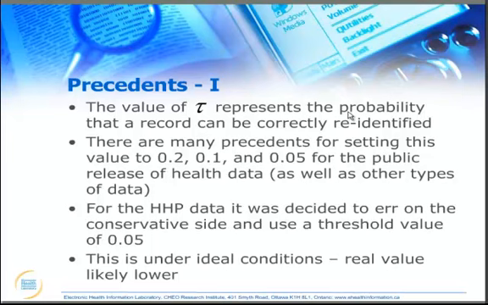So for the HHP, after many discussions, the threshold that we used is 0.05. The decision was to err on the conservative side and use a threshold value of 0.05. So there's no record in the data set that should have a probability of re-identification higher than 0.05, with some exceptions, which is where the alpha threshold comes in. The tau parameter is 0.05 in the equation that I showed you earlier on.